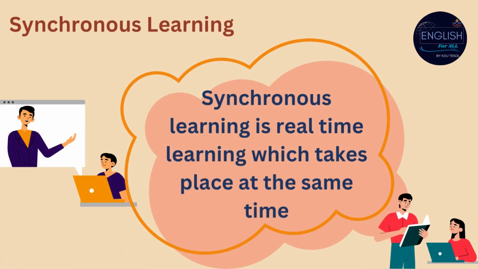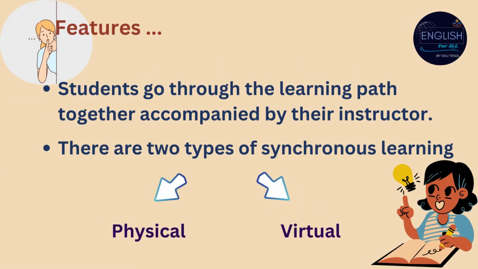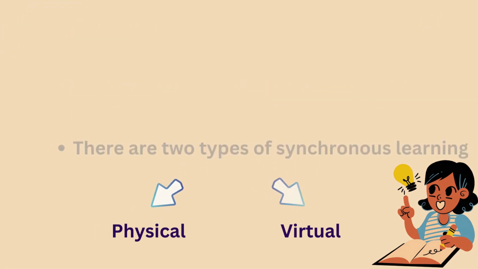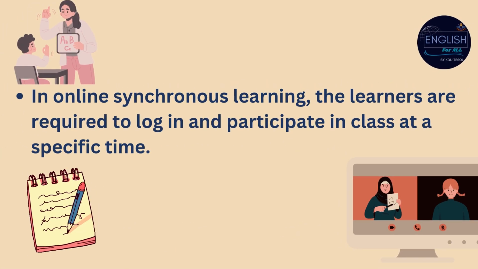So, what is synchronous learning? Synchronous learning is real-time learning that takes place at the same time. In synchronous learning, students go through the learning path together, accompanied by their instructor, and there are two types of synchronous learning. They are physical and virtual. This is the traditional classroom style learning where you are expected to be online or in person at a specific time.